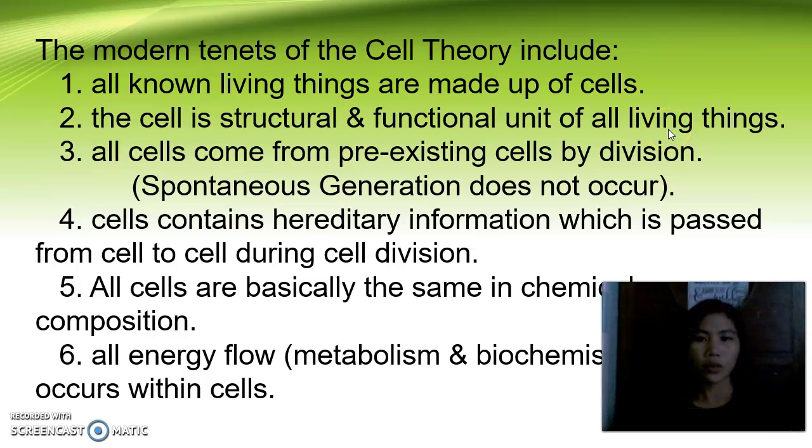The modern tenets of cell theory include: first, all known living things are made up of cells. Second, the cell is a structural and functional unit of living things. Third, all cells come from pre-existing cells by division. Fourth, cells contain hereditary information which is passed from cell to cell during cell division. Fifth, all cells are basically the same in chemical composition. And the sixth is that all energy flow of life occurs within cells.